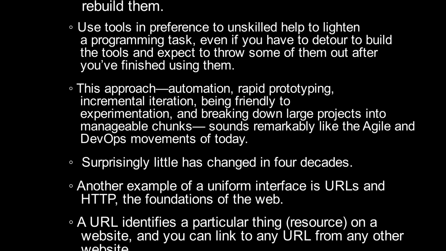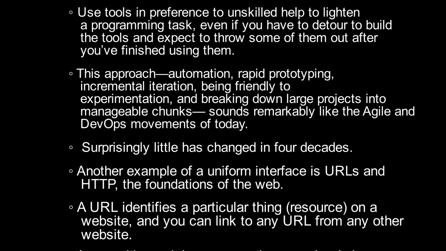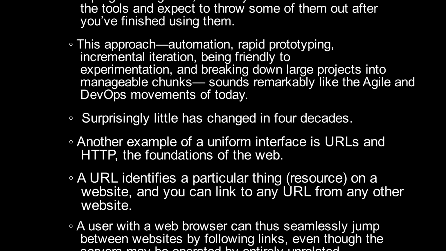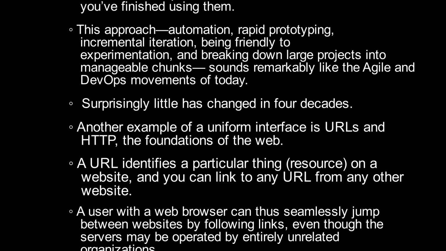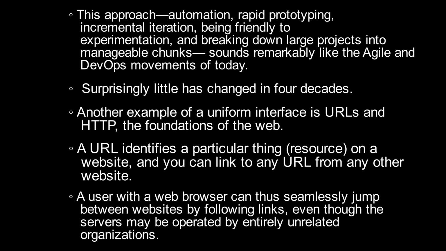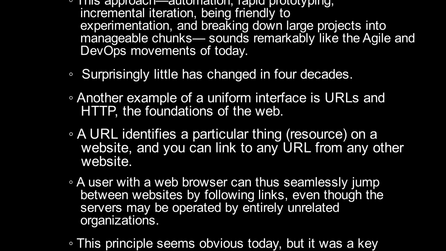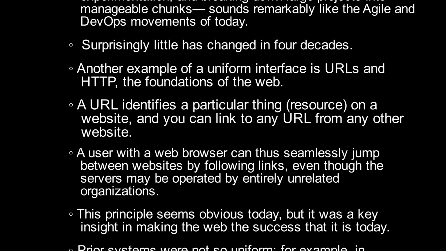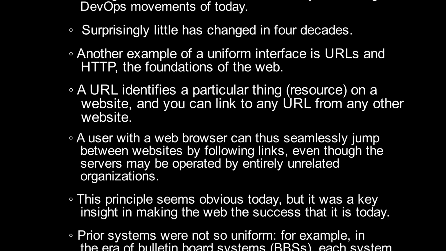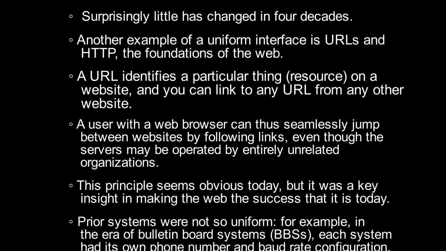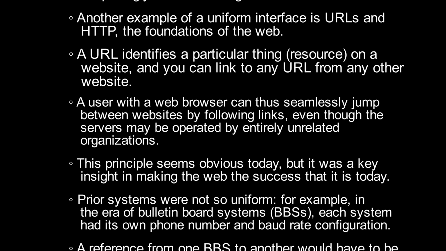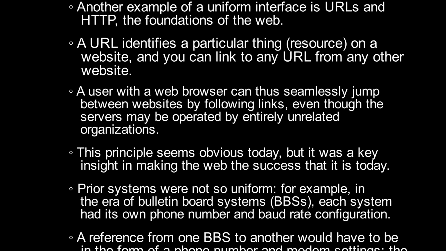Another example of a uniform interface is URLs and HTTP, the foundations of the web. A URL identifies a particular thing (resource) on a website, and you can link to any URL from any other website. A user with a web browser can thus seamlessly jump between websites by following links, even though the servers may be operated by entirely unrelated organizations. This principle seems obvious today, but it was a key insight in making the web the success that it is today. Prior systems were not so uniform.